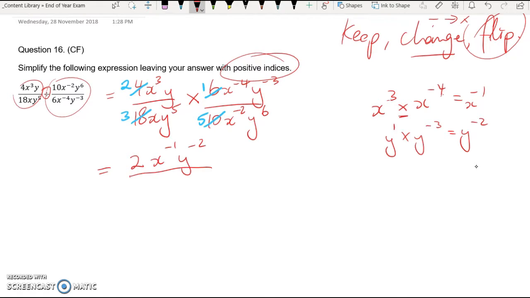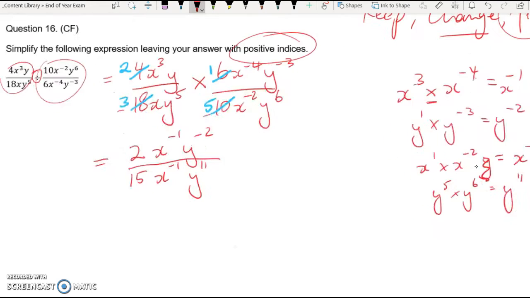So now let's only consider the bottom part. Let's multiply these coefficients. 3 times 5 is 15. And then we've got x to the power of 1 times x to the power of negative 2 on the bottom, which will give us x to the power of negative 1 on the bottom. And for our y variables on the bottom, we've got y to the power of 5 times y to the power of positive 6, which is y to the power of 11 on the bottom.